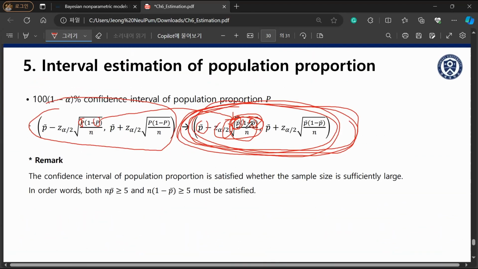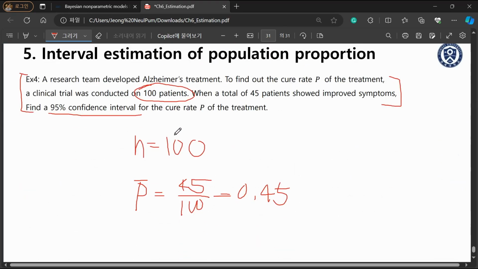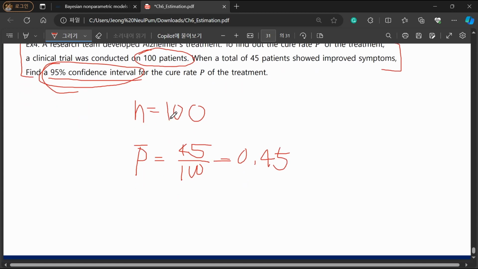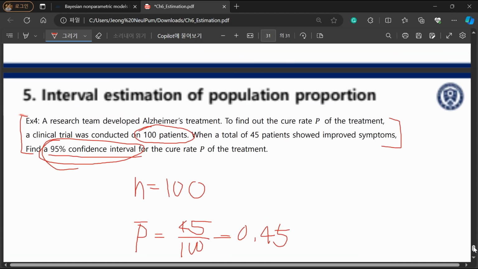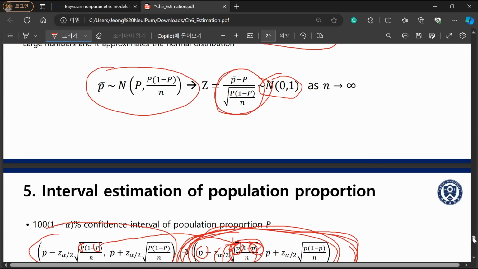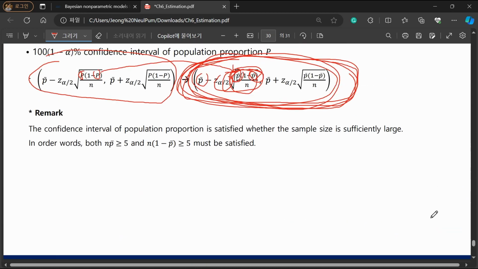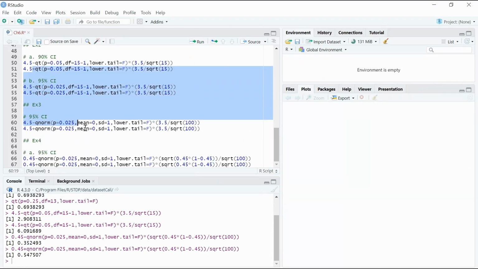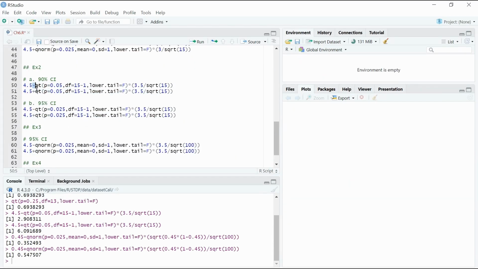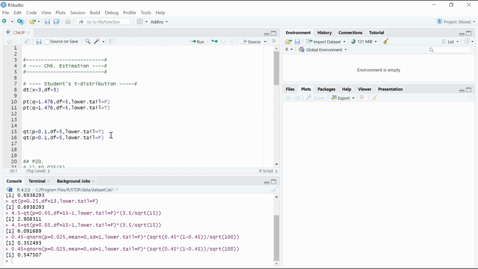You also have to be sure that there is a formula for getting the population proportion confidence interval with the designated percent of confidence. That's it. So I think you can feel the importance of understanding the usage of the qnorm or qt function from now on.